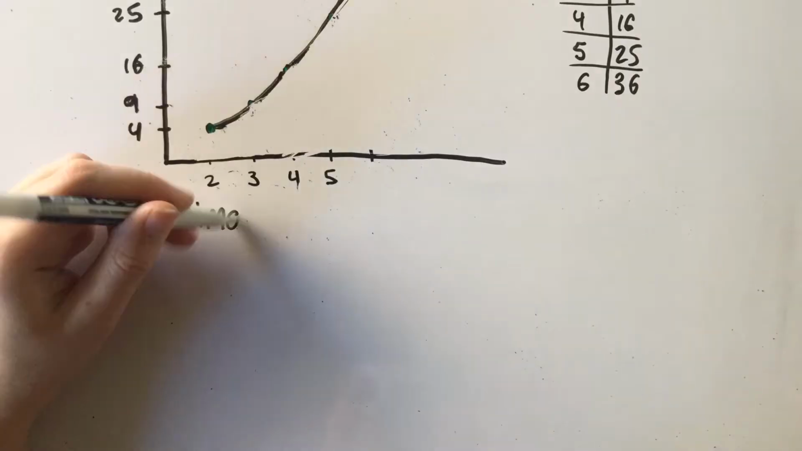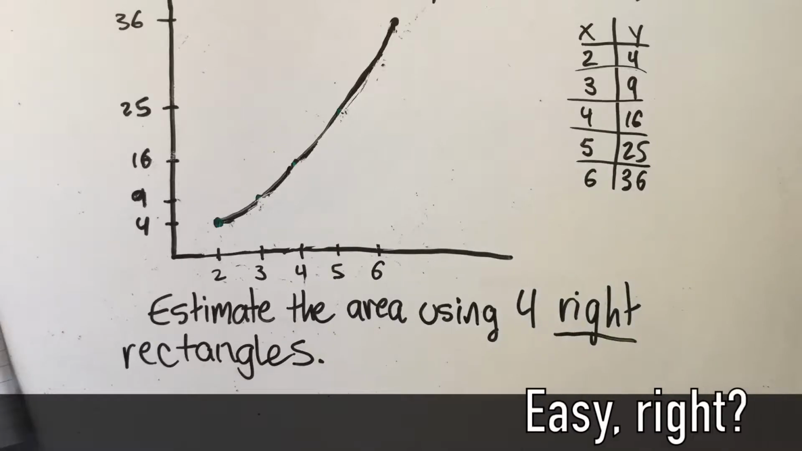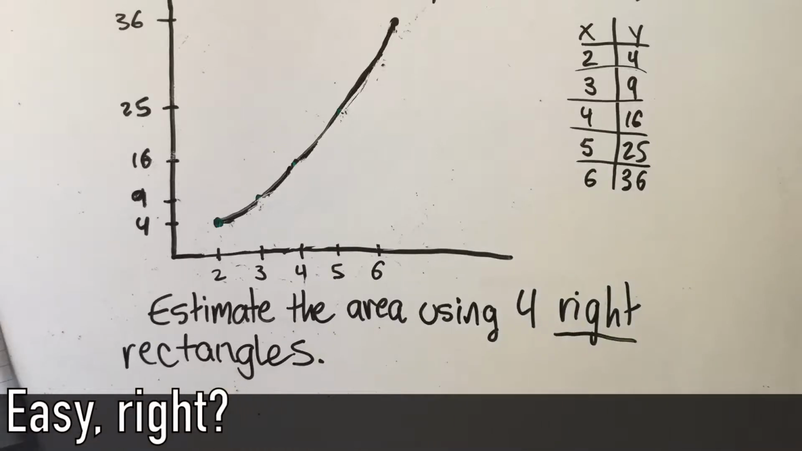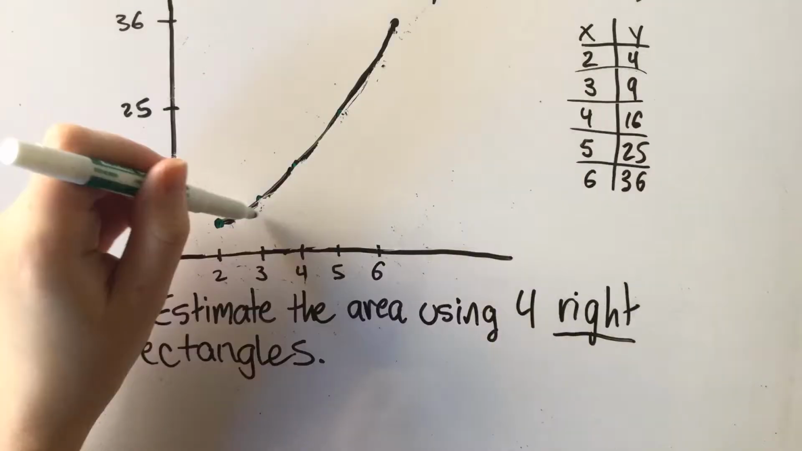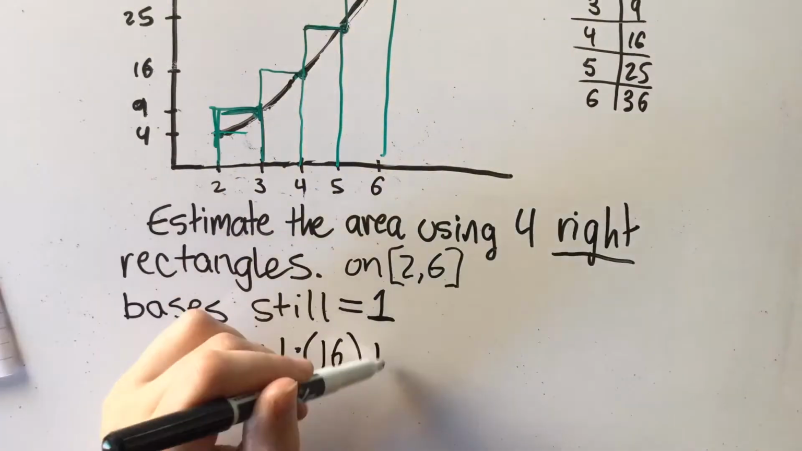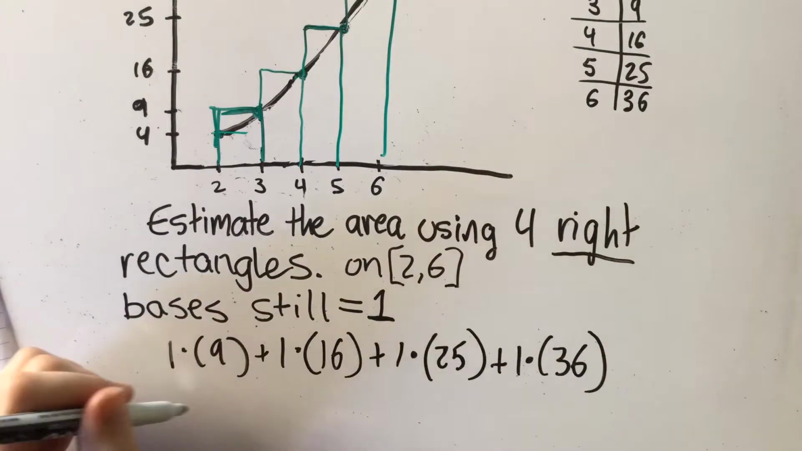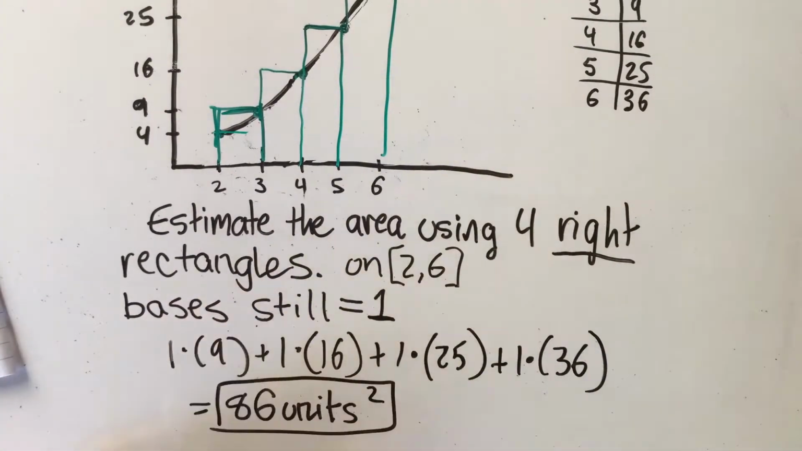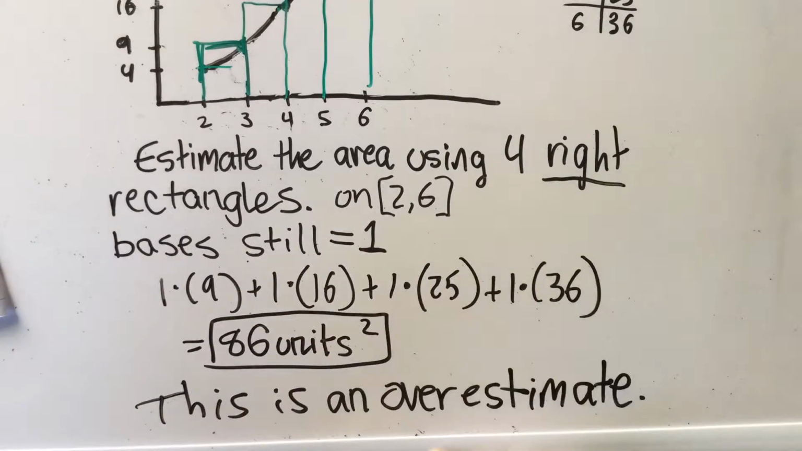Now try estimating the area using 4 right rectangles. So right rectangles are going to be the opposite of left rectangles. As you can see, this is going to be an overestimate because the rectangles go above the function. The bases are still equal to 1, so it's just 1 times the height of each one. 1 times 9 plus 1 times 16 plus 1 times 25 plus 1 times 36 equals 86 units squared.